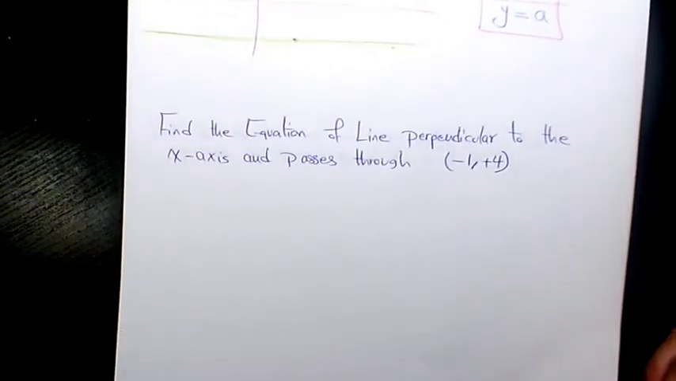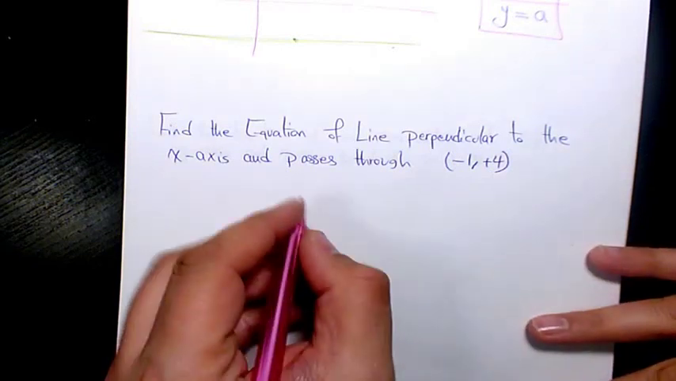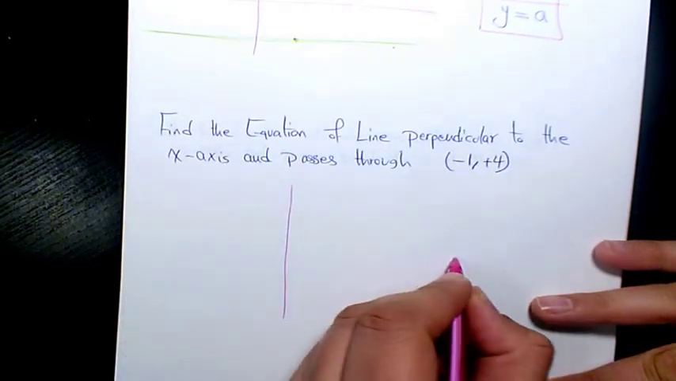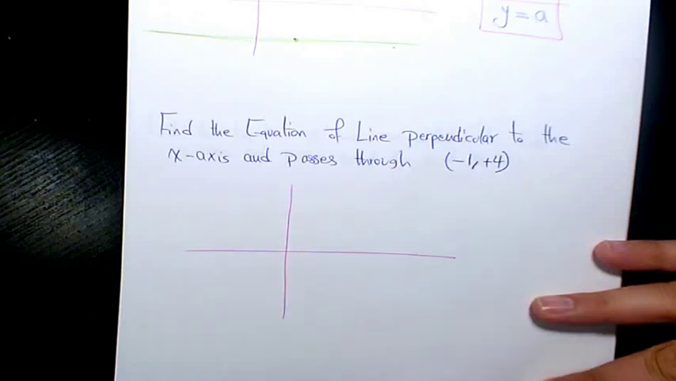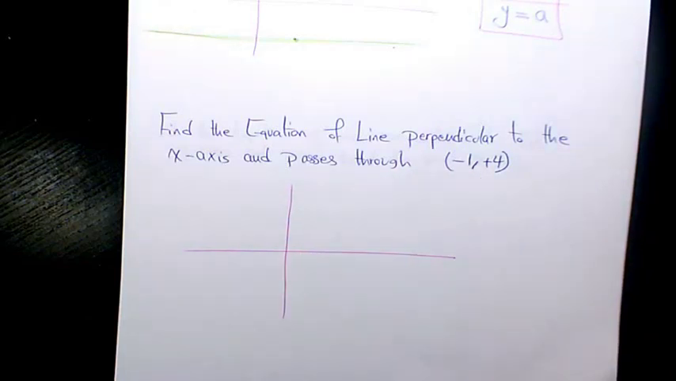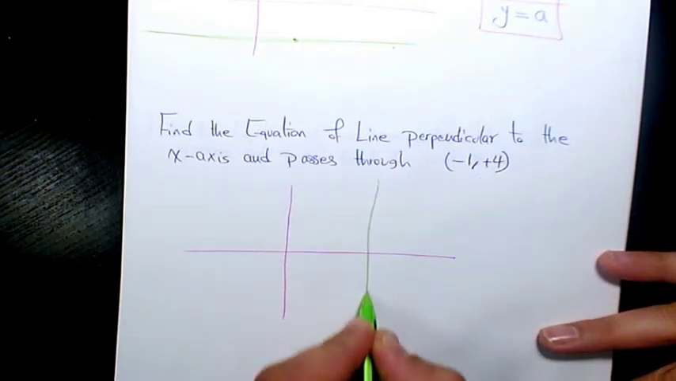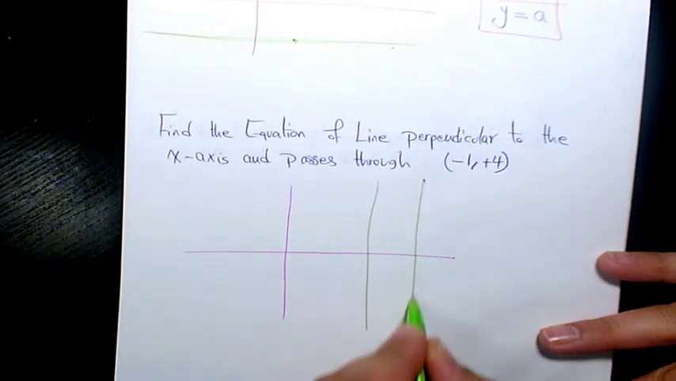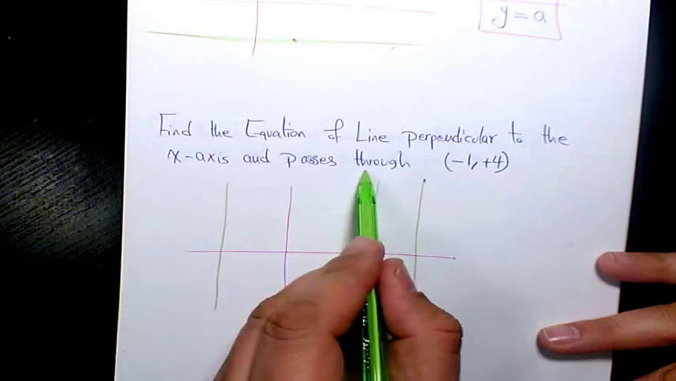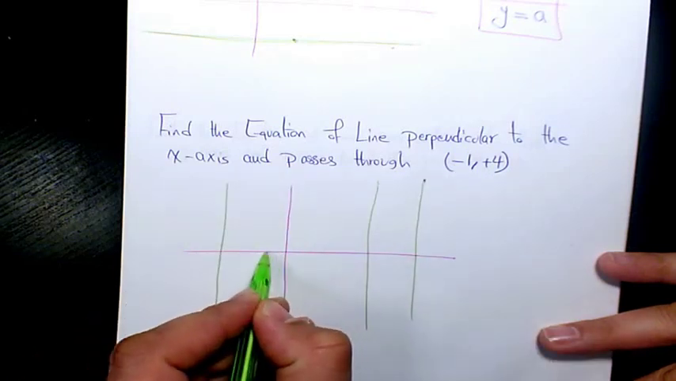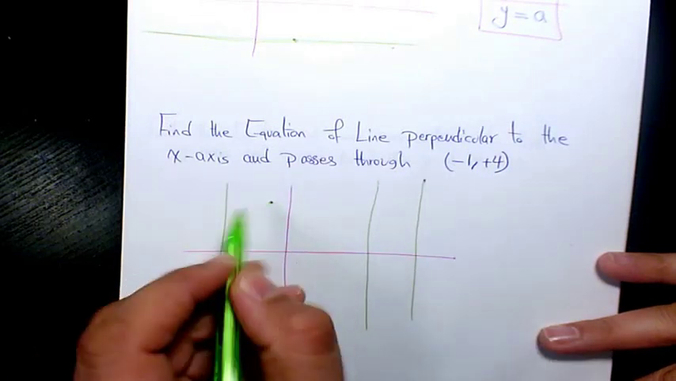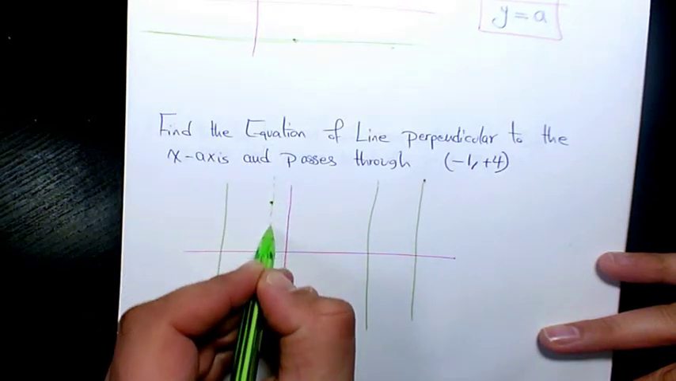Next example: find the equation of the line perpendicular to the x-axis that passes through the point (negative 1, positive 4). Again, it says perpendicular to the x-axis, so we are dealing with a vertical line like this, or like this, or like this. It passes through the point (negative 1, positive 4), so it's going to be a line like that.